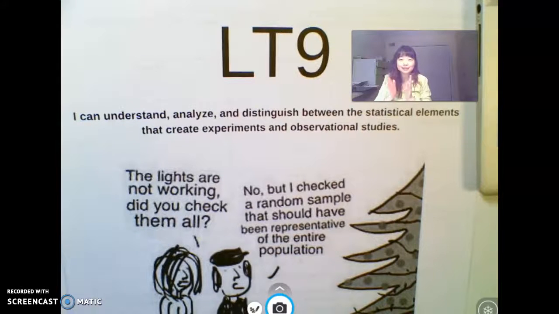Yay! New learning target! Woohoo! I don't know about you, but I think new learning targets are exciting. Learning target 9, we're continuing with our statistics unit.